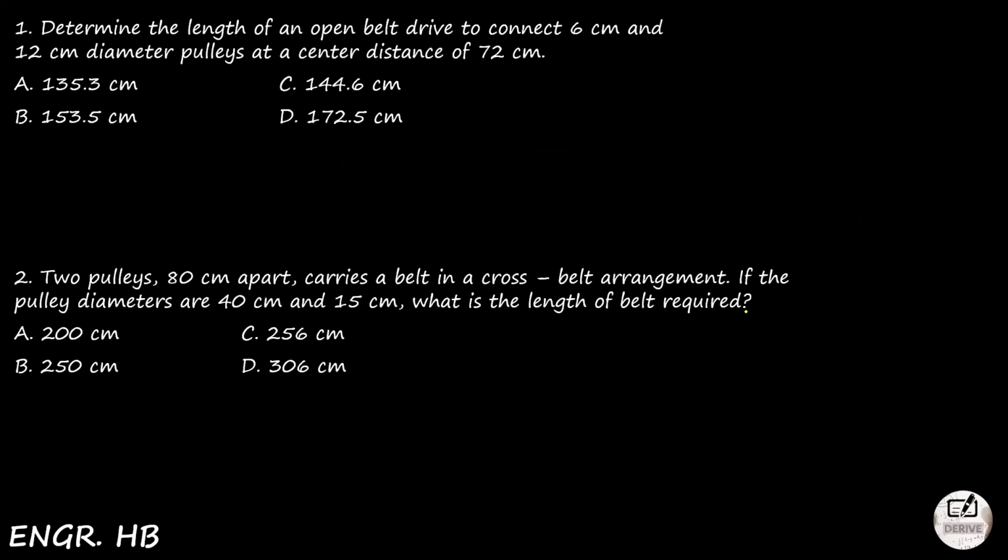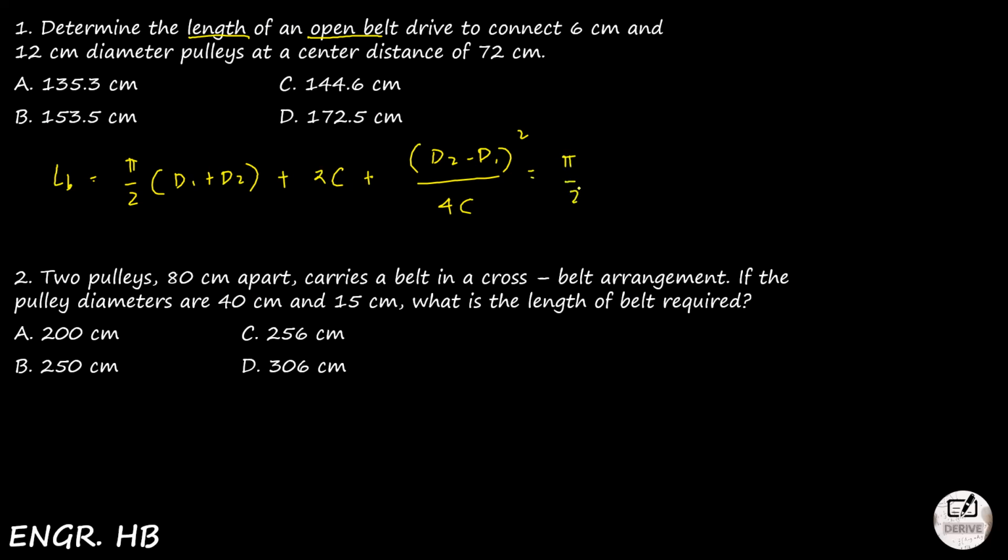Okay, so determine the length of an open belt drive to connect 6 cm and 12 cm diameter pulleys at a center distance of 72 cm. So we have a formula for the open belt. Sabi, determine the length. So that was L_B is equal to pi over 2 multiplied by the sum of the two diameters of the pulley plus twice mo yung center distance plus square mo yung difference ng two diameters, of course, all over 4 of center distance.